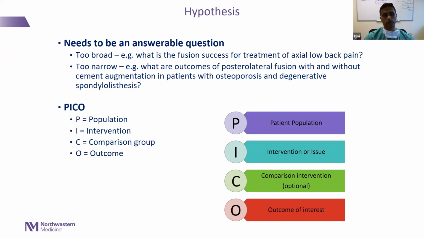And then an example of too narrow would be, what are the outcomes of posterolateral fusion with and without cement augmentation in patients with osteoporosis and degenerative spondylolisthesis? At first it seems like a decent enough question, but it's too narrow because it limits the generalizability of conclusions. You can hyper focus on a small group, and you may unintentionally introduce selection bias because it has such stringent criteria, and then it's just not even generalizable in your findings, even if you have enough people and get the right power calculation, et cetera.